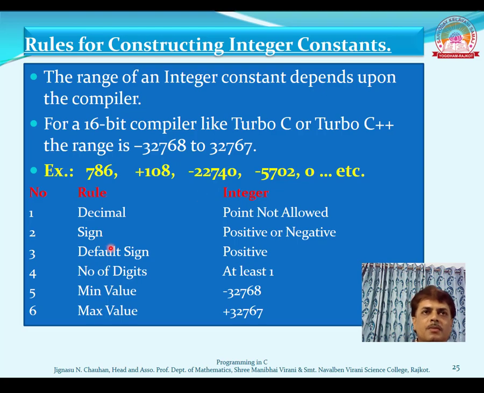So, if we summarize the rules, in the integer constants, decimal point is not allowed, sign is allowed and it can be positive or negative. Default sign is always positive. The number of digits is at least 1. Minimum value is -32768 and the maximum value is +32767.